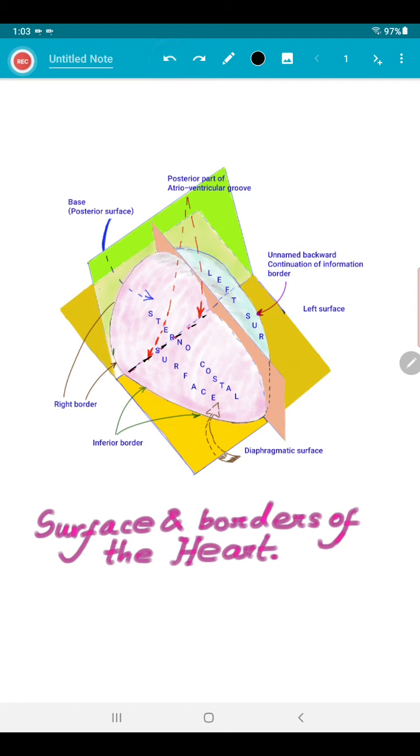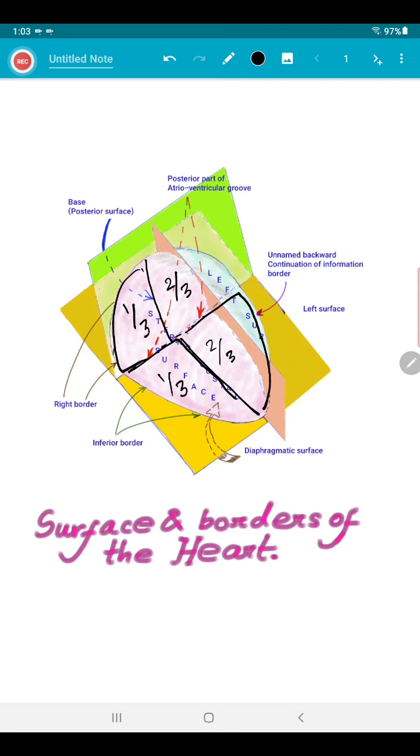Okay, so sternocostal surface. Now come to the left one, diaphragmatic or inferior surface. Already I have described it. It is flat and faces downwards and backwards. It is formed by the two ventricles, 2/3 by the left ventricle and 1/3 by the right ventricle. 2/3 of the base is by the left atrium, 1/3 of the base by the right atrium. So 2/3, 1/3 relation again.